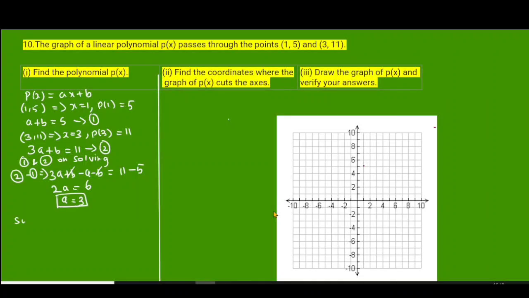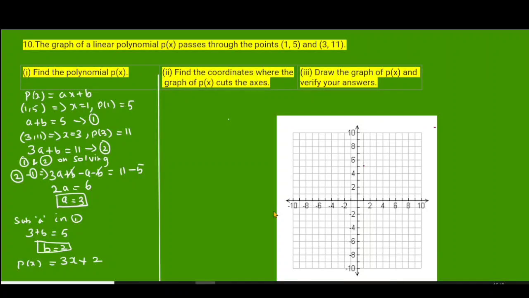Now substitute a in the first equation. Our first equation is a + b = 5. So 3 + b = 5, which means b is 2. So what is the required polynomial p(x)? a is 3 and b is 2, so p(x) = 3x + 2. This is the required polynomial.